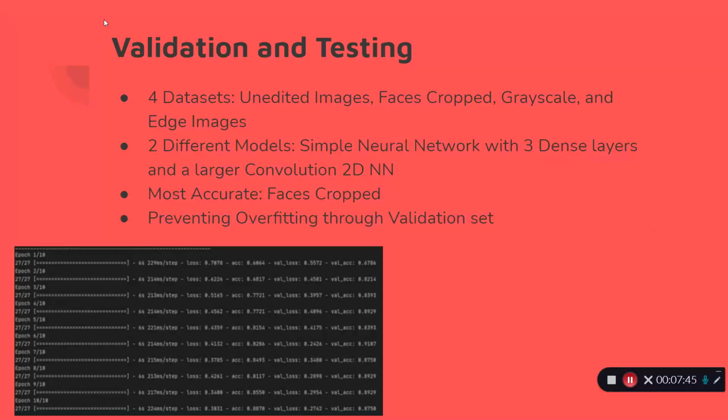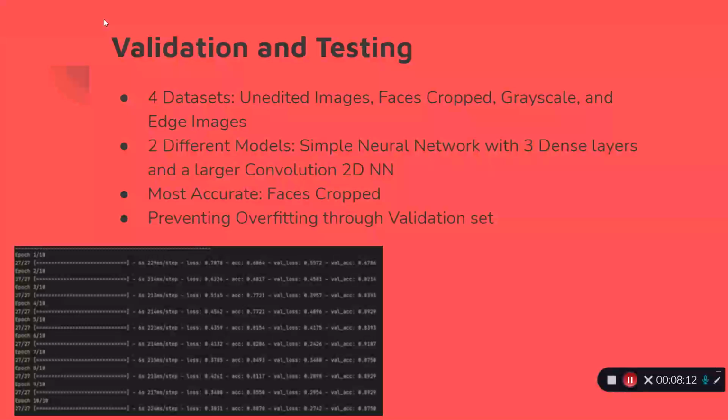Then we tried it with 2 different models. The first model we mainly used for testing and understanding what was going on. It was a simple neural network with about 3 dense layers, and this model was not that accurate. We got it to a max of about 75% accuracy, and it did not work in an actual practical setting, but it was a good proof of concept.